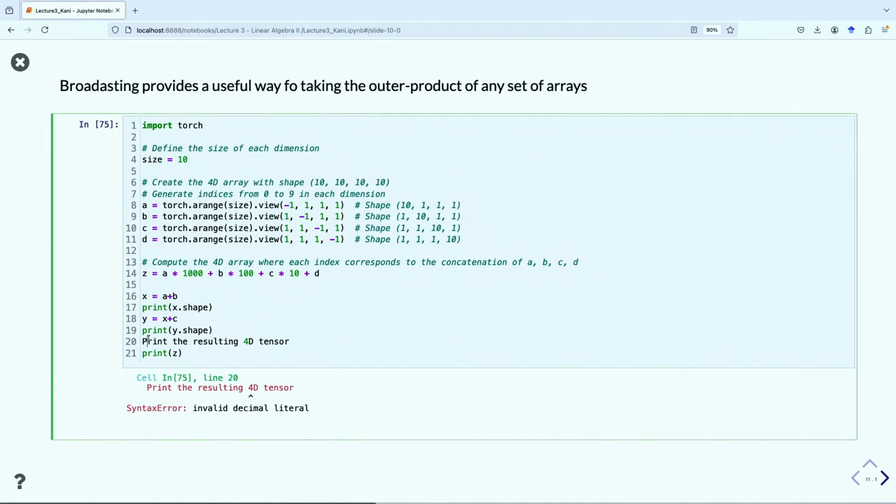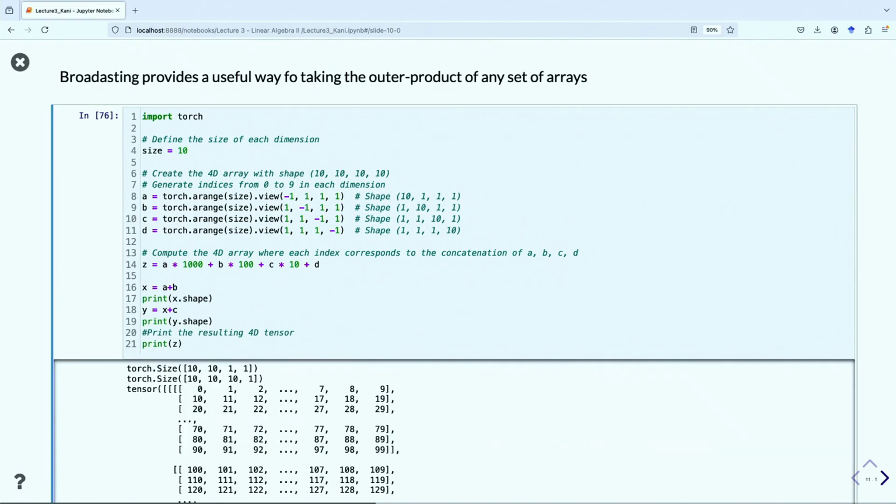Oh, that's supposed to be, there we go. To get basically a 4D tensor where every element is equal to ABCD, where A, B, C, D are the digits and the actual numerical value. Does that make sense? Okay, good. So, interesting little bit of Python trivia there.